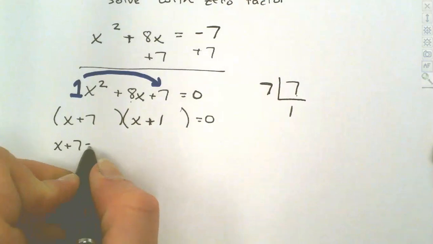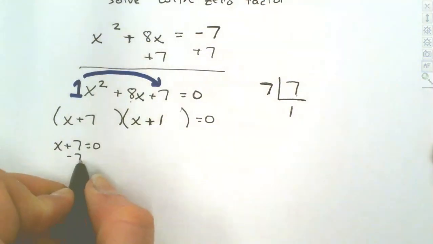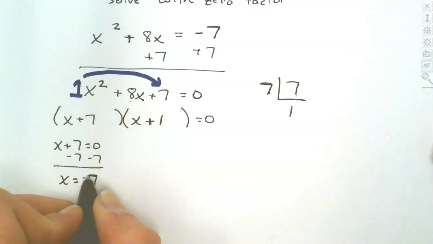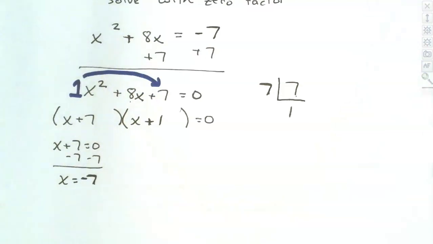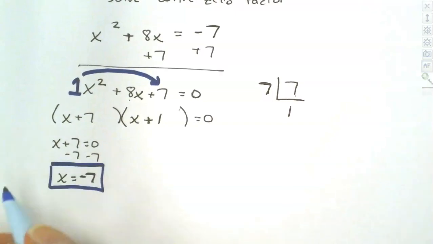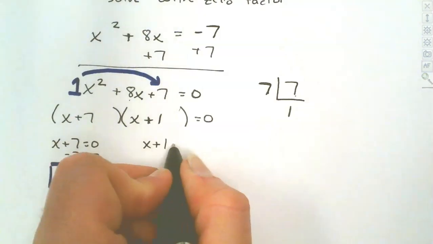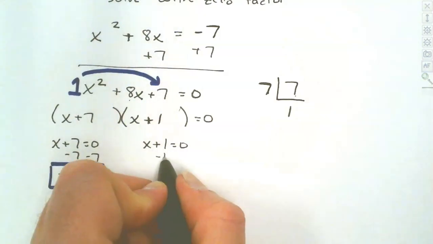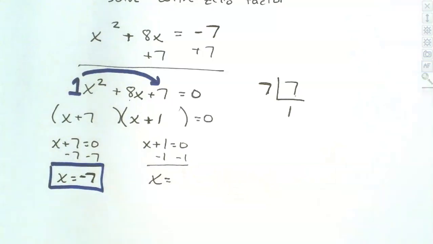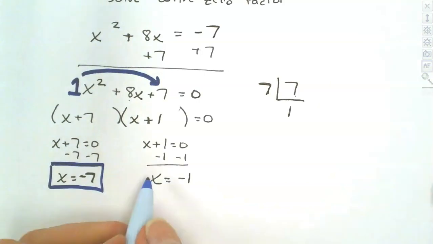So x plus 7 equals 0. Move that 7 over. And so x equals now a what? Negative 7. So there's that first piece. The next one is x plus 1 equals 0. Move that 1 over. And that gives you x then equals a negative 1. So those are your two solutions here.